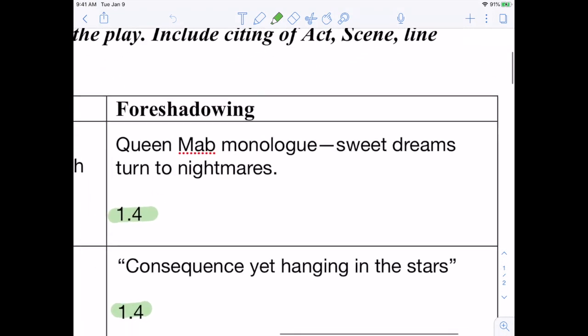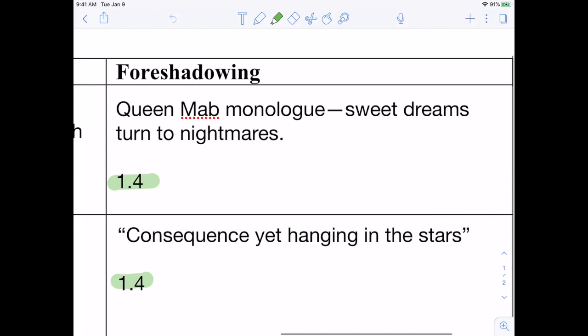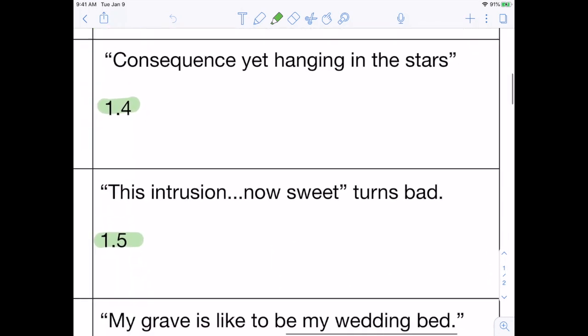For foreshadowing, there's a lot of examples I could have put here. I limited my Act 1 examples of foreshadowing to just four, starting with the Queen Mab monologue. Remember that the whole point of the monologue is that sweet dreams can turn to nightmares. So that was Act 1, Scene 4. And then right after that, Romeo says, my mind misgives some consequence yet hanging in the stars. So yeah, some consequence hanging in the stars, it's a bad one. And so we know that ultimately does happen.